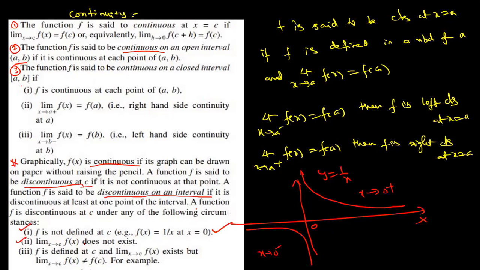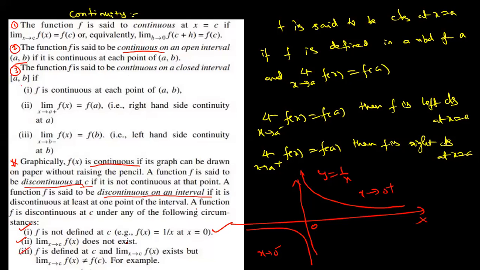Case 2, the limit does not exist at x equal to c. Case 3, f is defined at c, and the limit as x tends to c of f of x exists, but both are not equal. So if any one of the cases fails, then f is said to be discontinuous at c. That is the meaning.